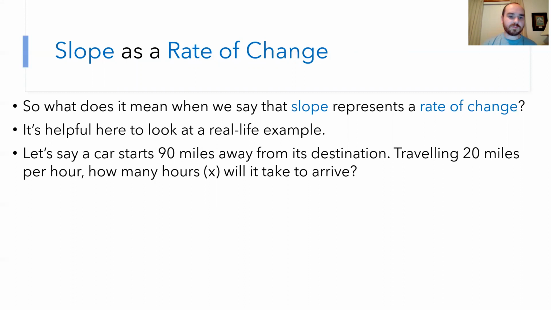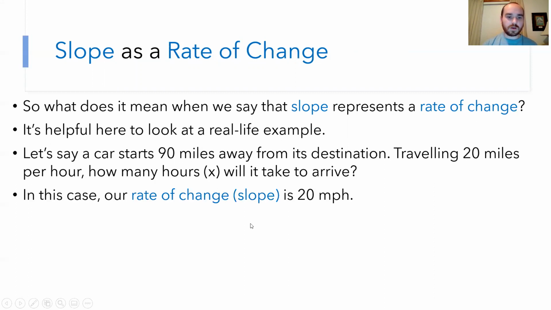It's traveling 20 miles per hour, so we want to know how many hours it will take to arrive. Now that 20 miles per hour is going to be our rate of change. So our rate of change, or our slope, is 20 miles per hour, right? This is assuming that you're driving at a very constant speed, which of course is not true. And also, if you're going 90 miles, hopefully you're on a highway, so you wouldn't only be going 20 miles per hour, but it works better with this problem if we keep the numbers kind of small.